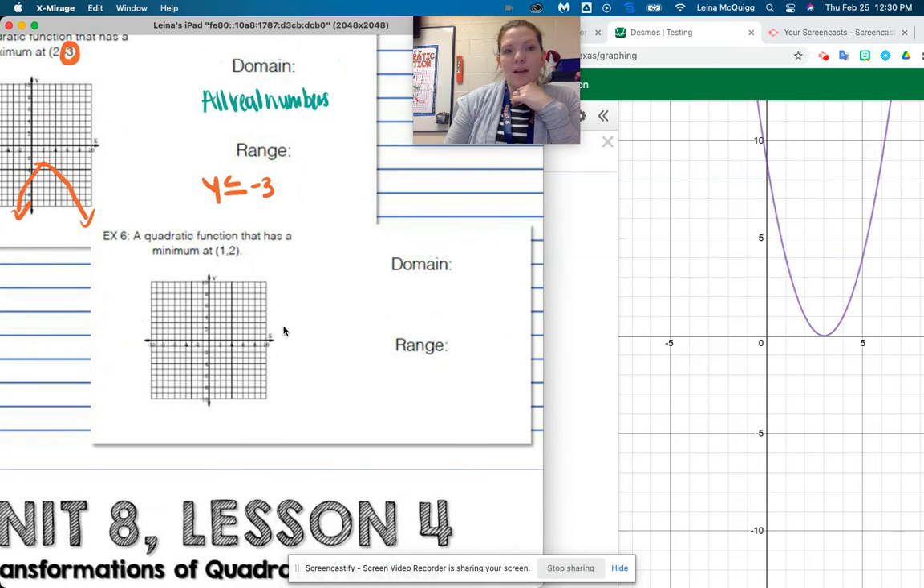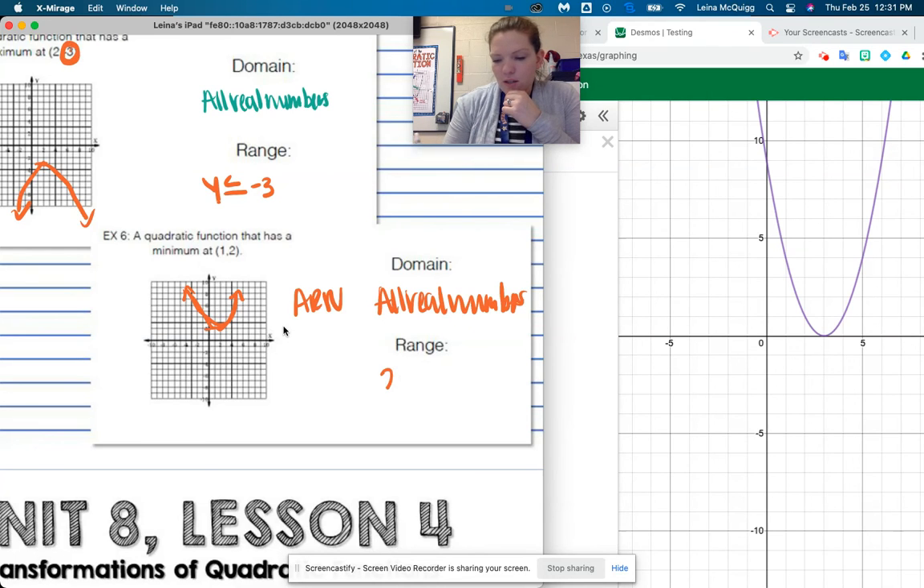And then if we have a minimum, well, this point is going to be at (1, 2), so right here, and it's a minimum, so that means it's going to open up. That's going to be the lowest my graph goes. Again, we're going to assume we have arrows, so this is going to be all real numbers. We can say ARN, all real numbers. And my range is going to go from bottom to top. So my bottom y value there is 2, and 2 is less than or equal to y.